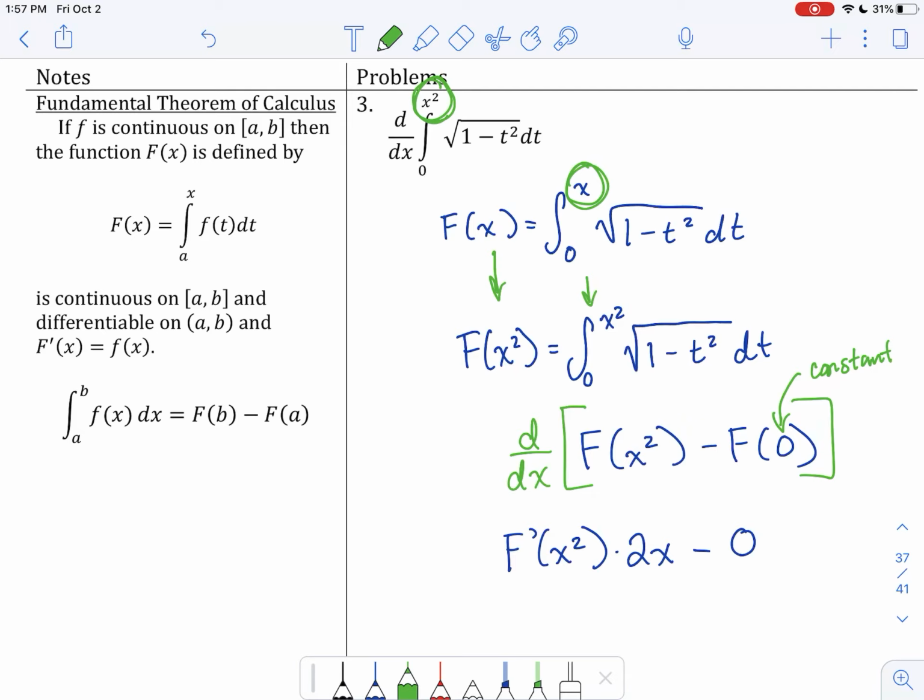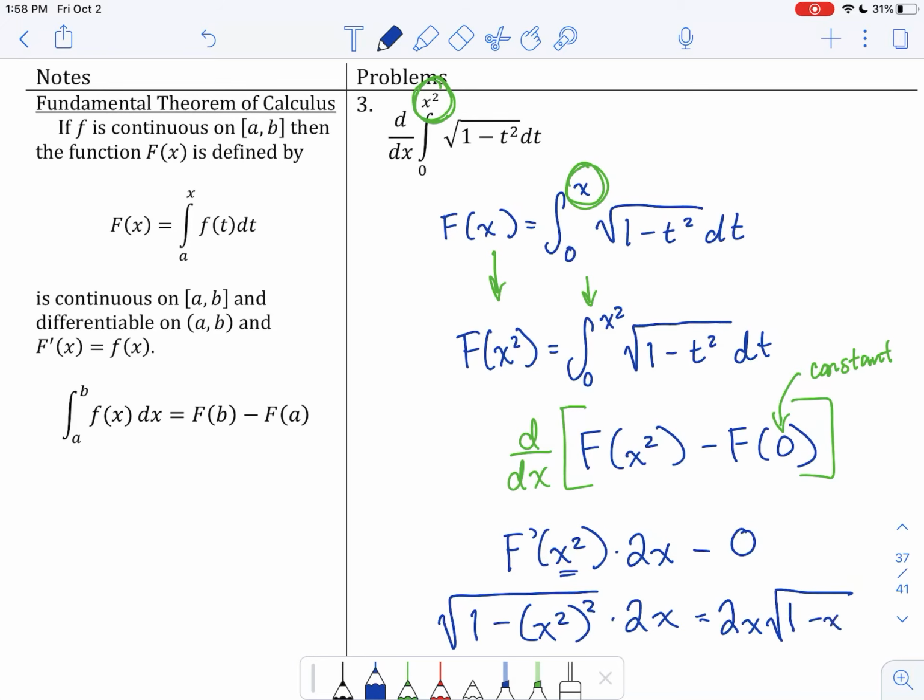Here, we're going to use our final part of our fundamental theorem that says that f prime is the original function. So our original function right here, meaning that we have root 1 minus x squared squared, since we're plugging x squared in for t, times 2x minus 0, leaving us with our final answer for this problem of 2x times root 1 minus x to the 4th.